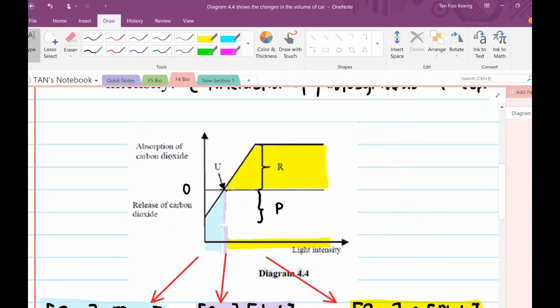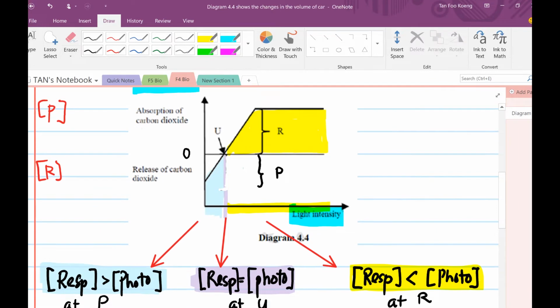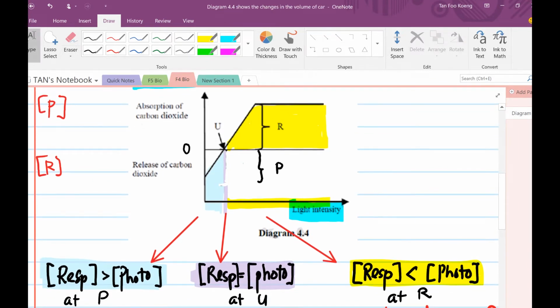So as you can see, the x-axis refers to the light intensity, and the y-axis here refers to the absorption or the release of CO2. Bear in mind that the CO2 is released because of the activity of respiration, and then the CO2 is absorbed because of the activity of photosynthesis. However, photosynthesis and respiration occur together when there is light in plants. Now, let's see what we can do on this diagram.